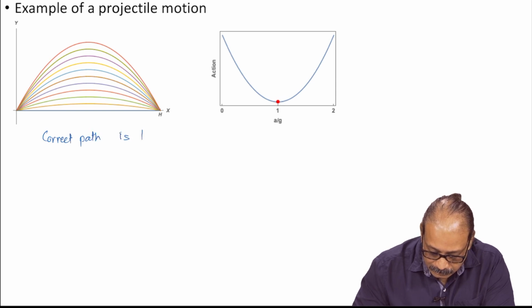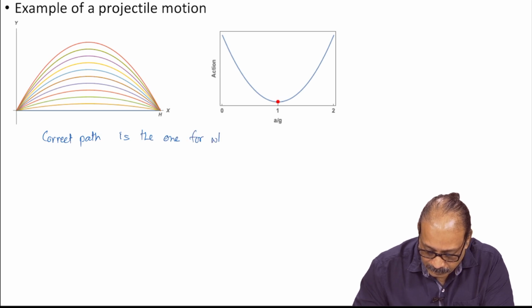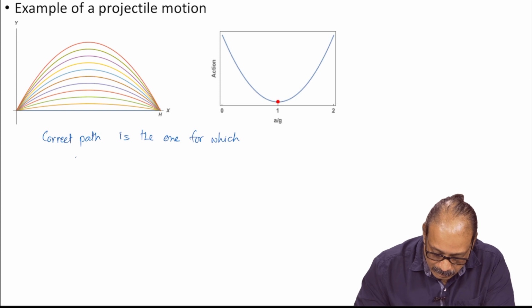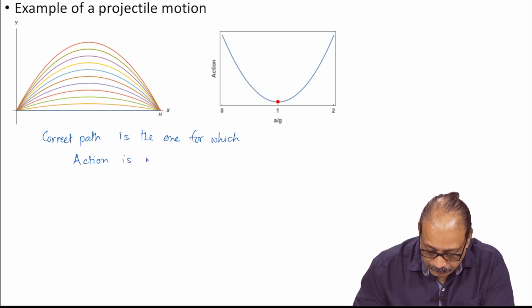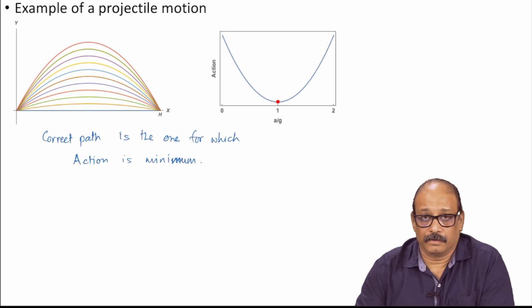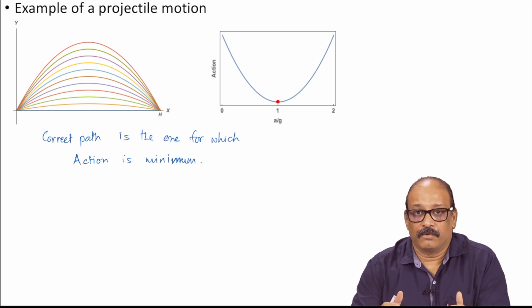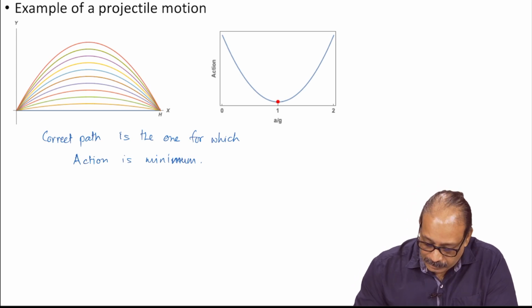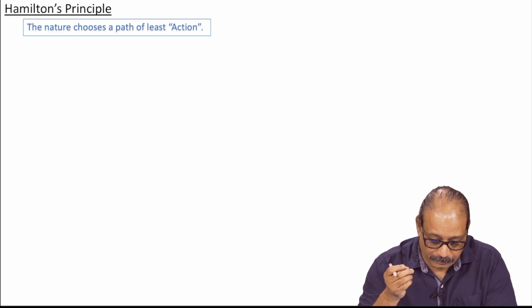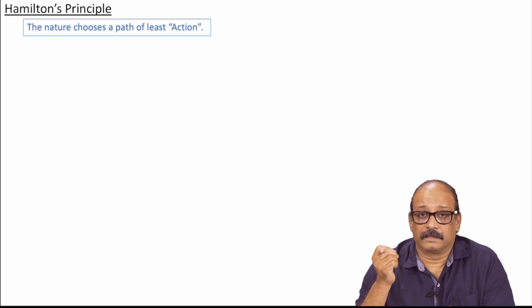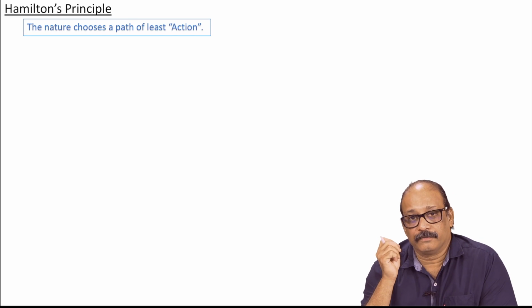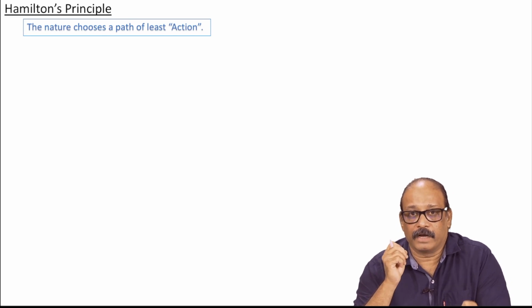So, the correct path here is the one for which action is minimum. There you go. Okay. So, I will now pose the statement of the Hamilton's principle. Nature chooses the path of least action, but let us make this more accurate.